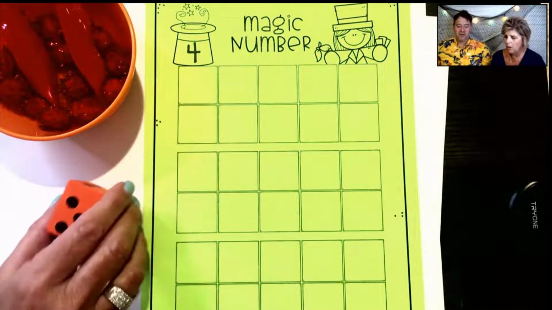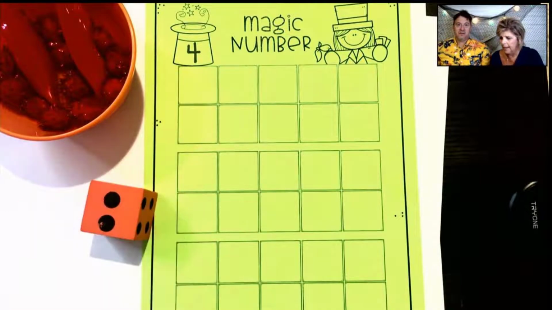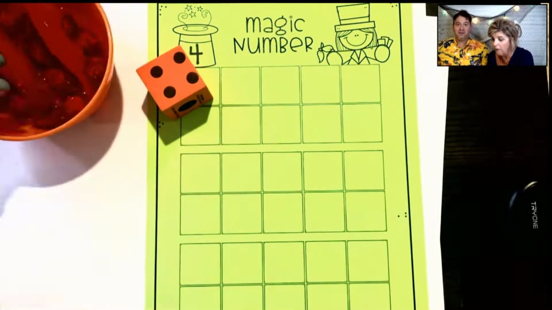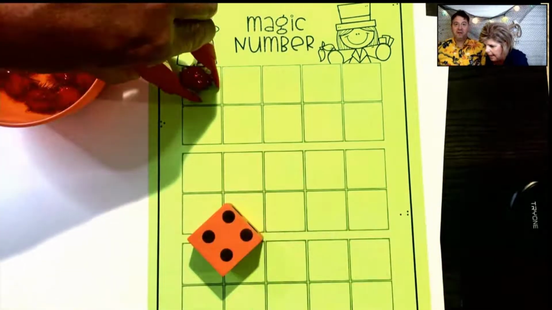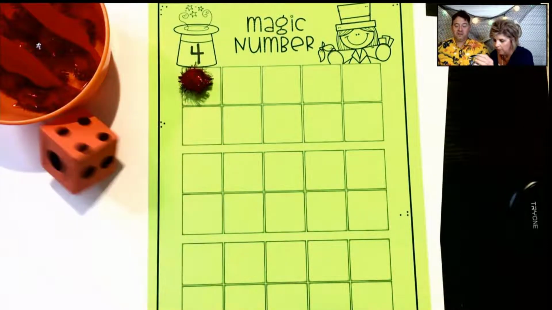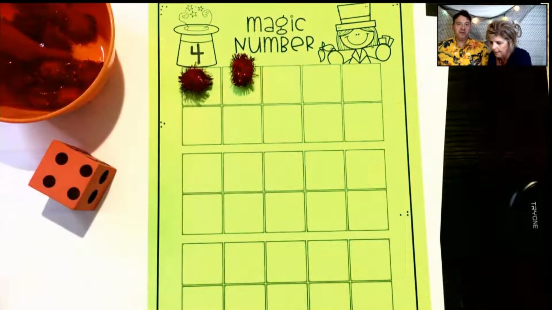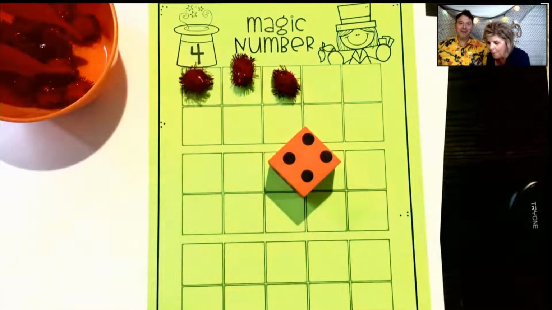Yep. So I'm playing by myself, and I'm going to roll the dice. I get a 2, that's not my magic number. So I roll again, a 4. So I can use my tweezers and add a pom-pom because I got my magic number. The goal is to fill a 10 frame, or to fill 2 10 frames, whatever it may be. Wow.